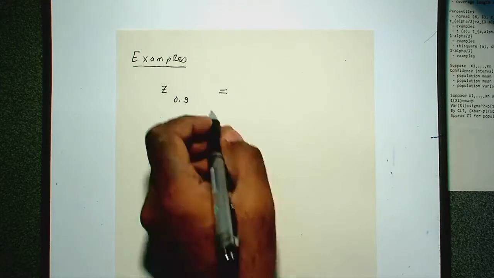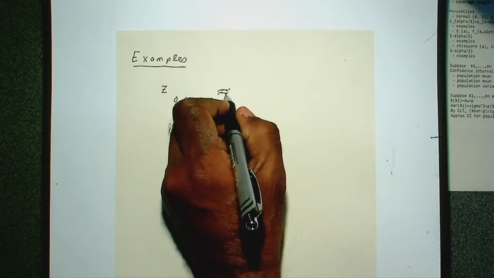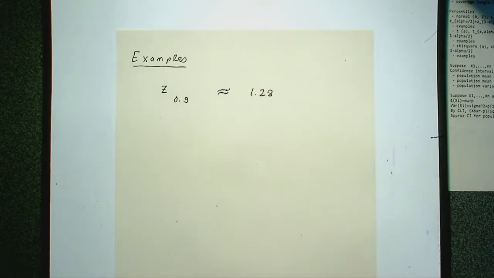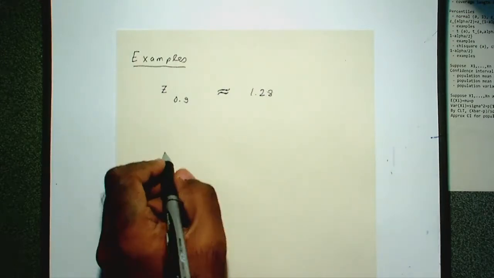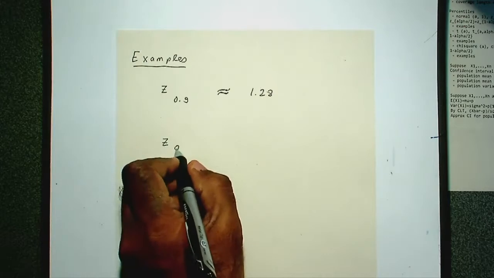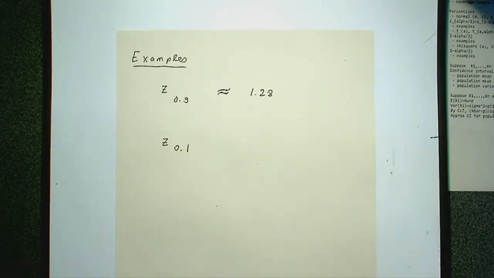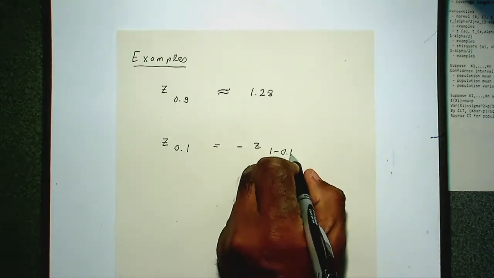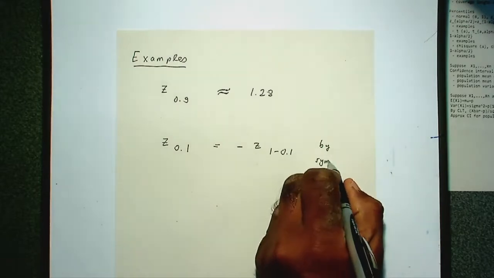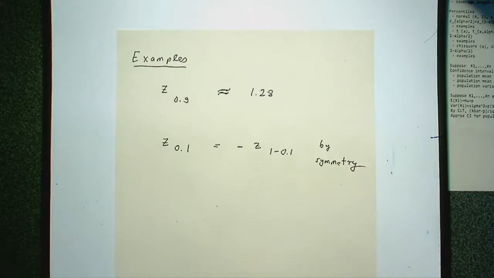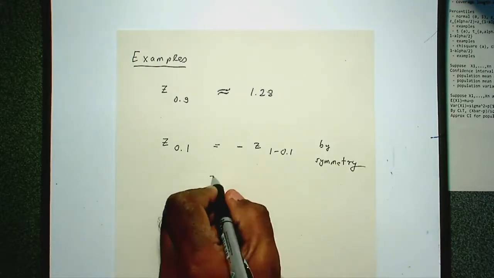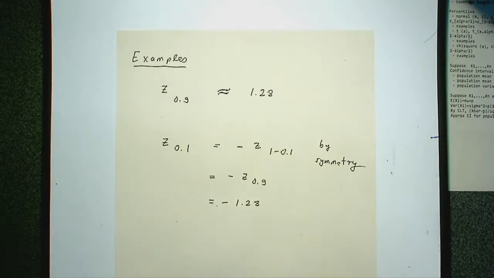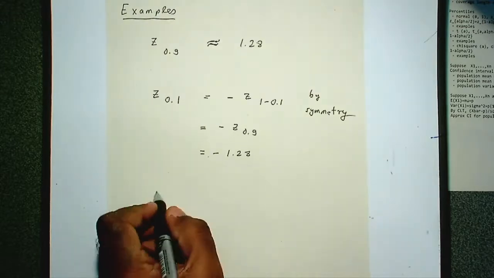So this is approximately, let me use the approximate sign here, 1.28. Do you follow what I'm saying? Do you see how I got it? And if you want to read something like z 0.1, 0.1 is not in the table, but because of symmetry, by symmetry, these two are equal, right? So this is minus z 0.9, which is minus 1.28. All right?